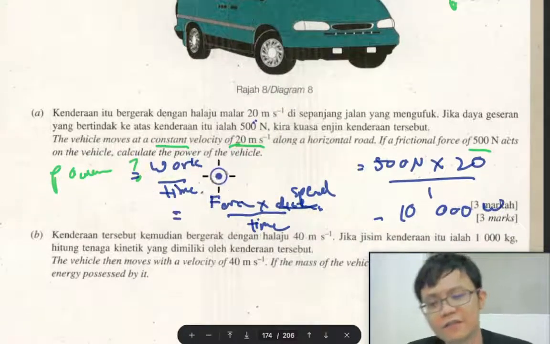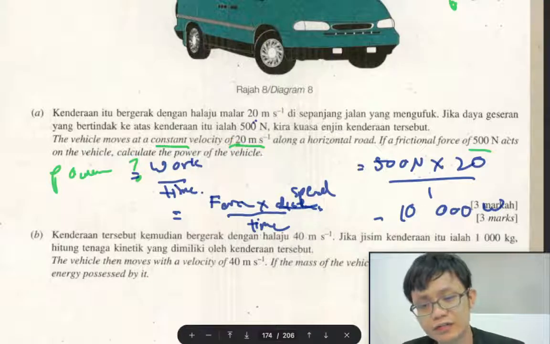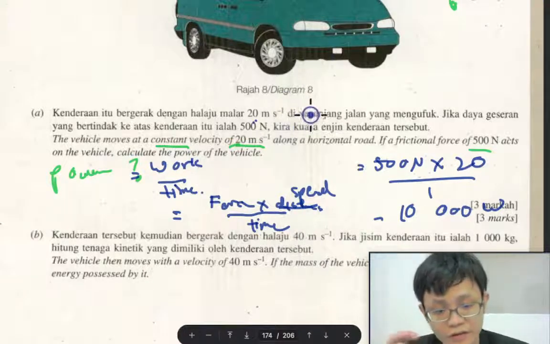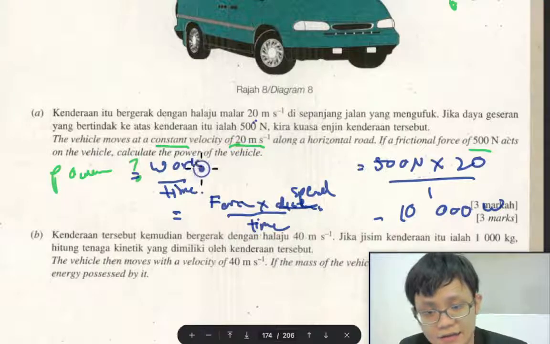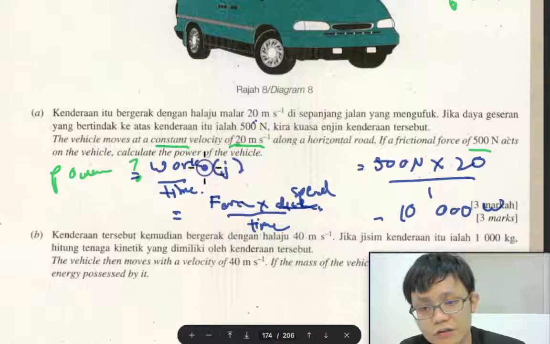It's very difficult for me to explain because usually, but if you can imagine, the unit for work is joule. The unit for time is S.